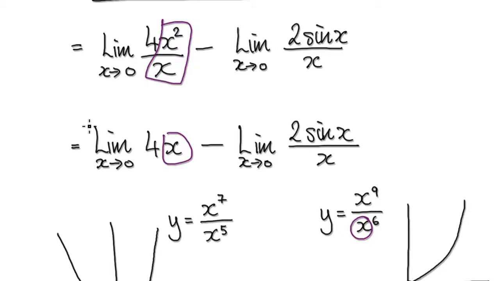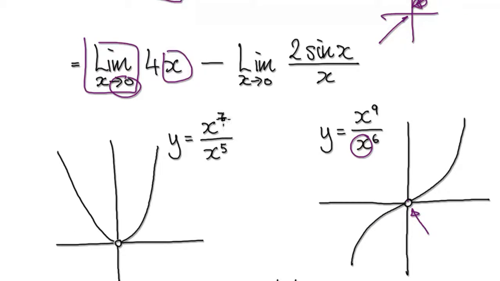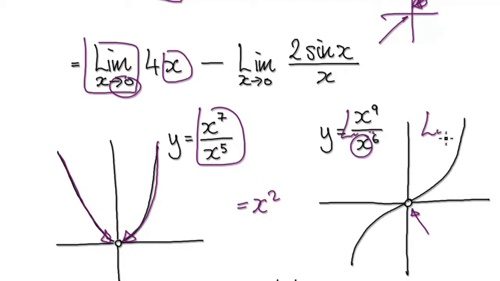But remember, when it comes to limits, we are always considering where it's heading towards. We don't care about what happens dead on zero. We only care about where it's heading towards. And if you look at this here, the limit of this is exactly the same as the limit of x squared. And if you're trying to find the limit of this, that's the same as finding the limit of x to the power of 3. We don't care about what happens when it's dead on zero.